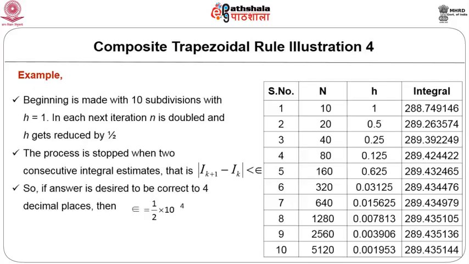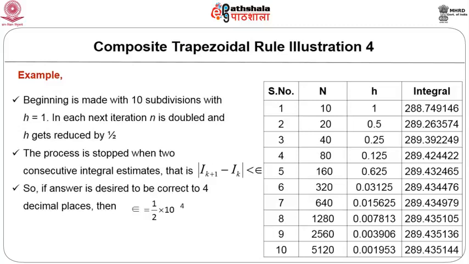And in this case, we have not calculated the upper bound, and we are applying the iterative process. The iterative process is carried on, and let us say if we want the answer correct to 4 decimal places, we will stop the process when the two consecutive values differ by half into 10 raised to minus 4. So what you have is the table here. We begin with 10 subdivisions. h was 1 because it was 0 to 10. We wanted to calculate the distance travelled by the parachutist, let us say at t equal to 10.